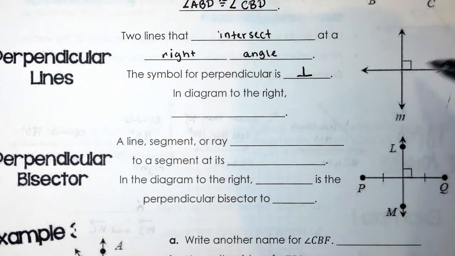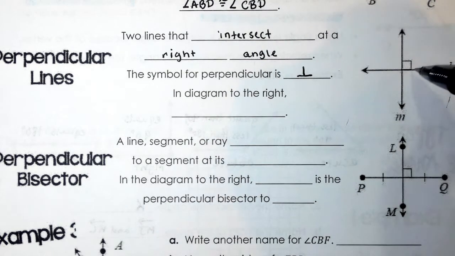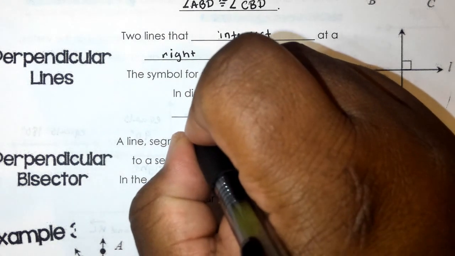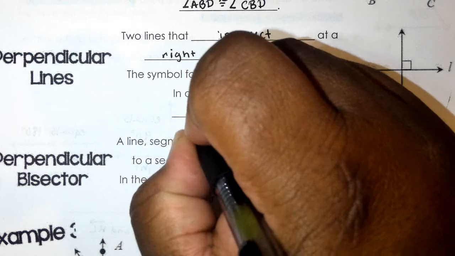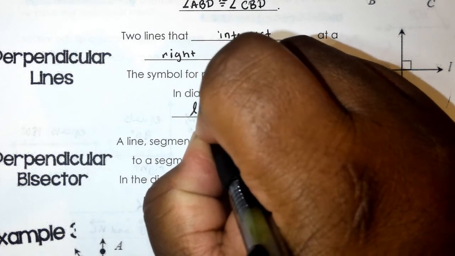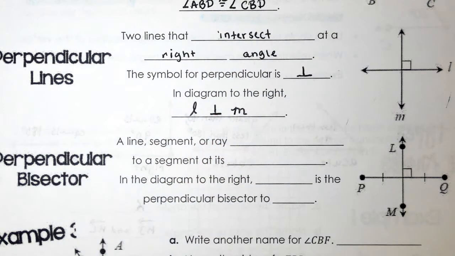In the diagram over here to the right, they're showing you two lines intersecting, and they create a right angle right here. This is how you know they're perpendicular. So in the diagram to the right, I see L, which is a line, is perpendicular to M. That's what they're showing me.